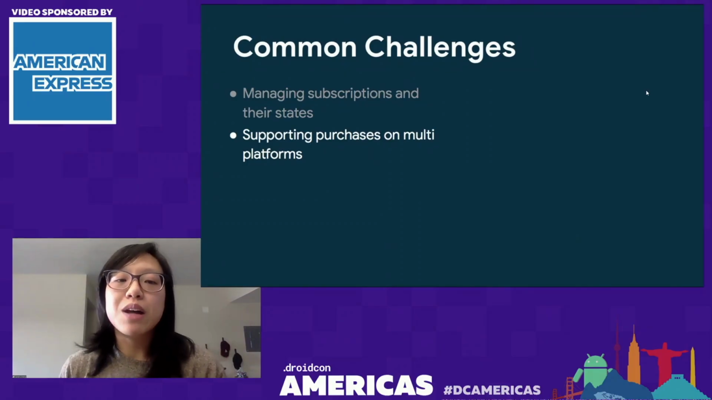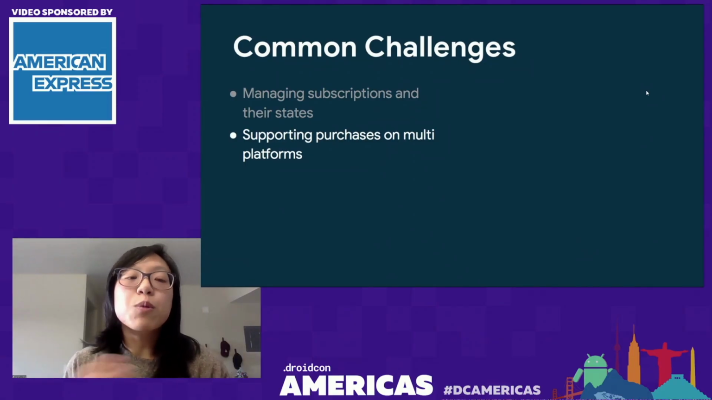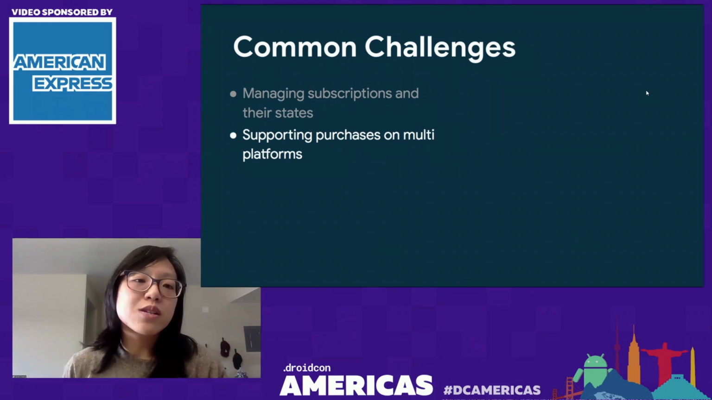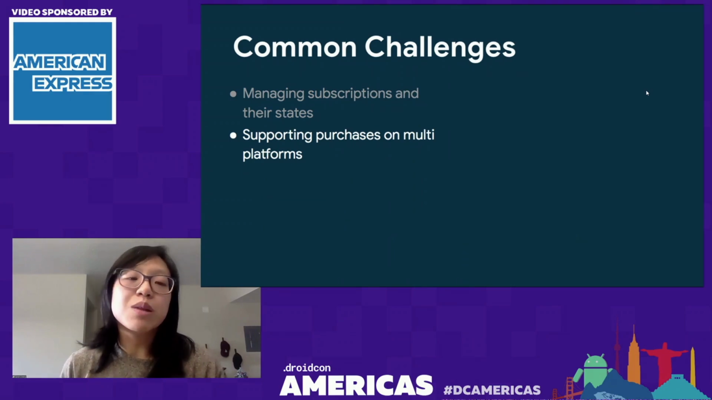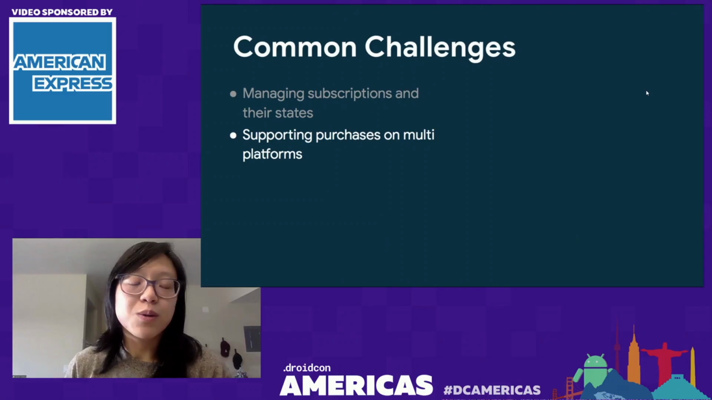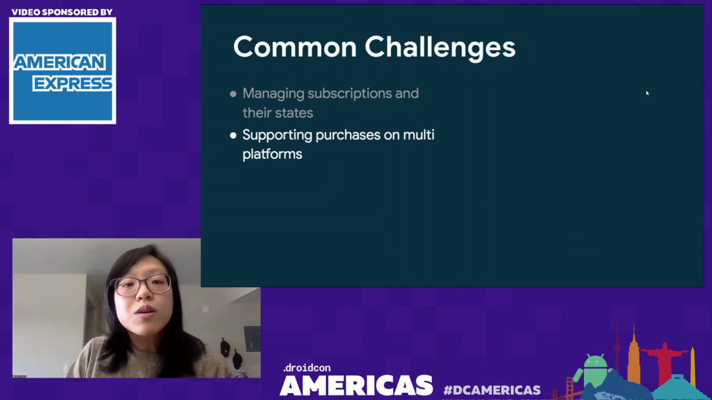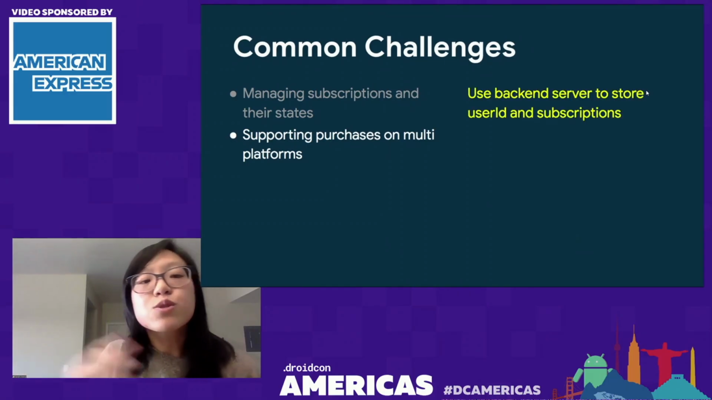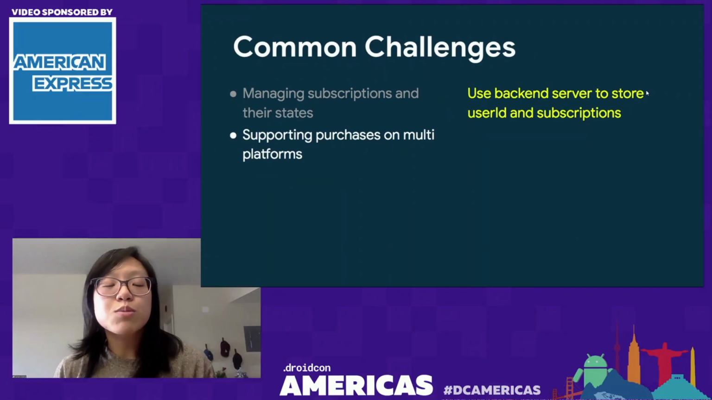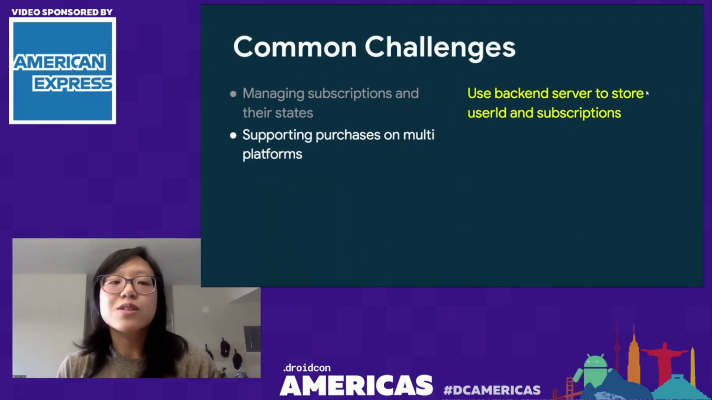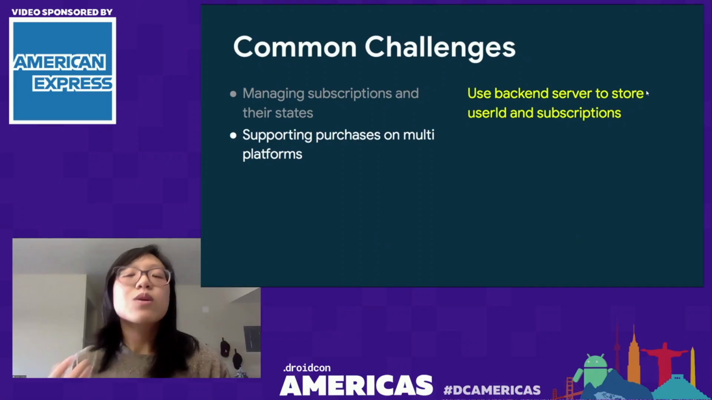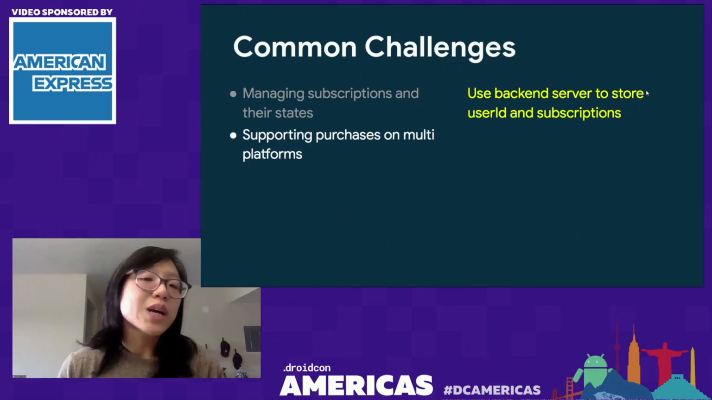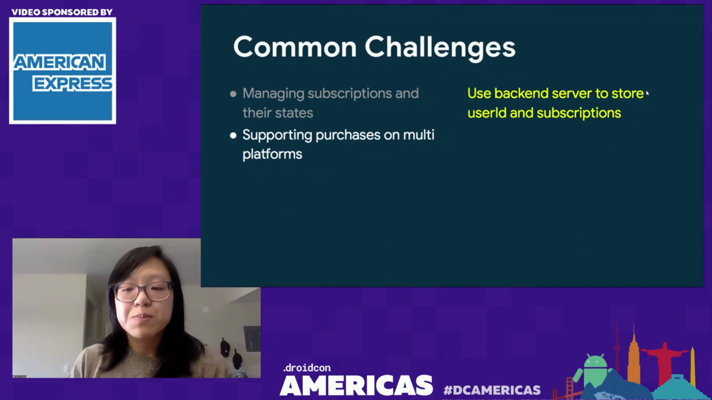The second thing we see a lot of developers questioning about is how do we support purchases on multi-platform? So for example, if a user on Android buys a certain subscription and now they buy an iOS phone, they will not be able to see that same subscription just based on you using the Play Billing library, because the Play Billing library doesn't talk to the iOS Store. So in order to support purchases on multiple platforms, if you want your user to still see their subscription even if they're on a different kind of device, either TV or iOS device, you really do need a backend server to store user IDs along with their subscription statuses.